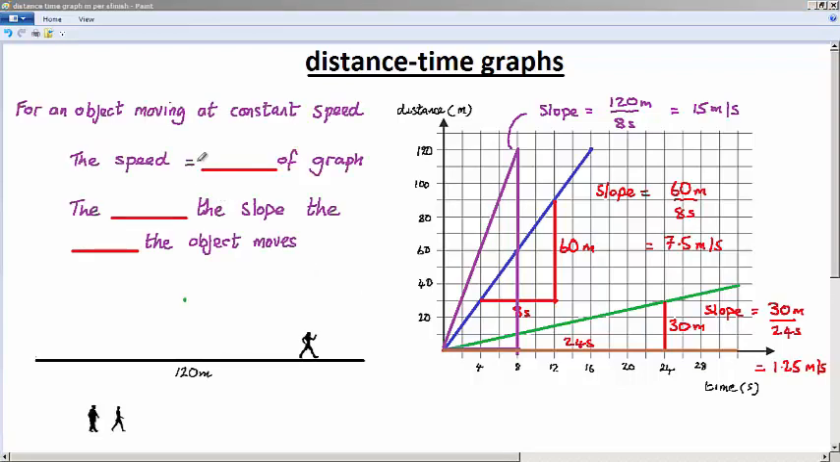So let's just briefly summarize that. For any object moving at constant speed, when we look at the distance time graph for that motion, then we can say the speed of the object is equal to the slope or the gradient of the graph. And the steeper the slope, the faster the object is moving.